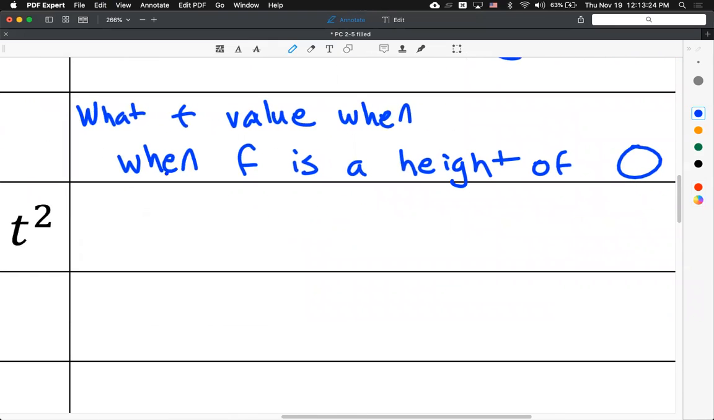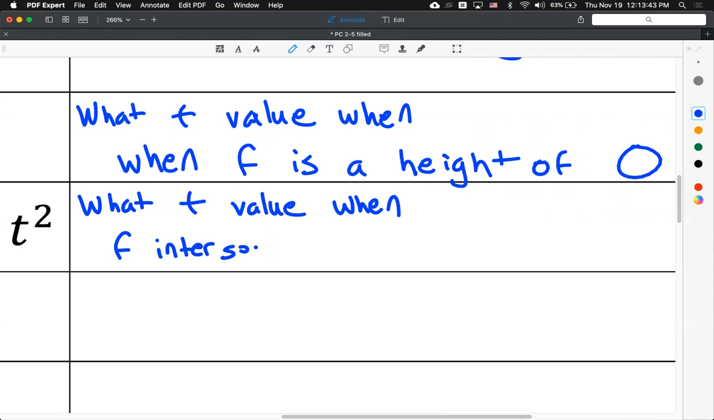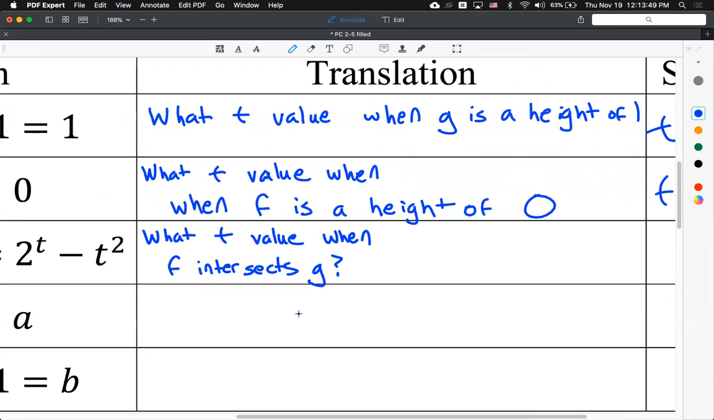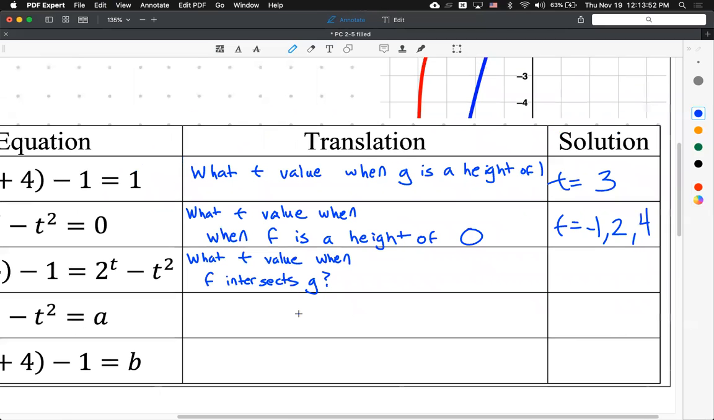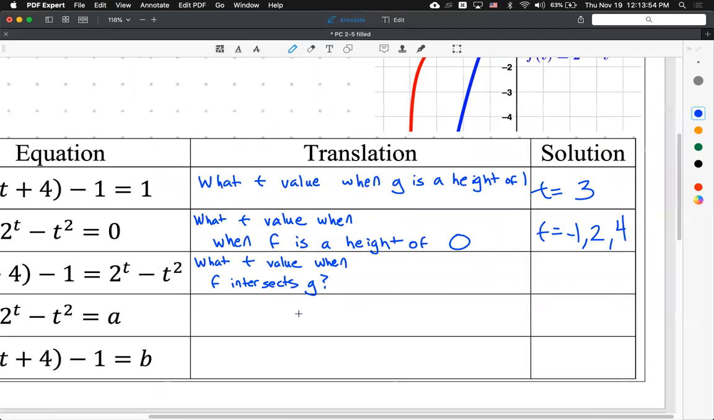So again, you're always asking when or what value of t. So what t value when, and I like the way that Ellery said it, f intersects g. Another way of saying that is when do they both have the same height? If you're using the height interpretation.